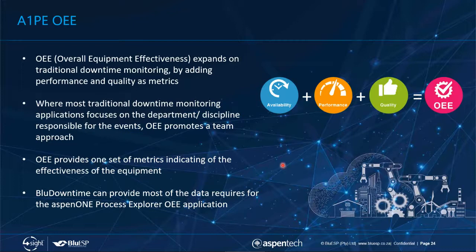In most implementations of traditional downtime monitoring, the focus is on which department or discipline is responsible for an event, whereas OEE promotes a team approach. OEE also provides us with one set of metrics that indicates the effectiveness of the equipment. I've been to many plants where people have separate systems and have to combine, for example, downtime with the performance of the plant or with the quality of the products. And the final comment is that Blue Downtime, which we've just discussed, can provide most of the data that's required for the Aspen One Process Explorer OEE application.